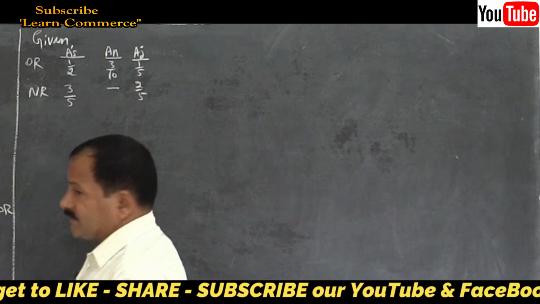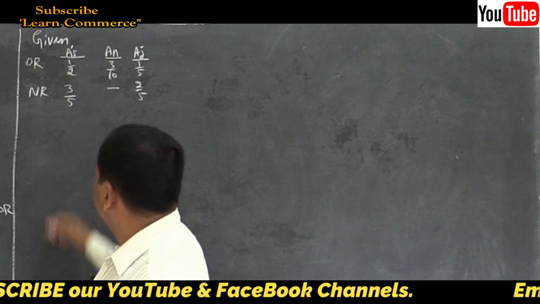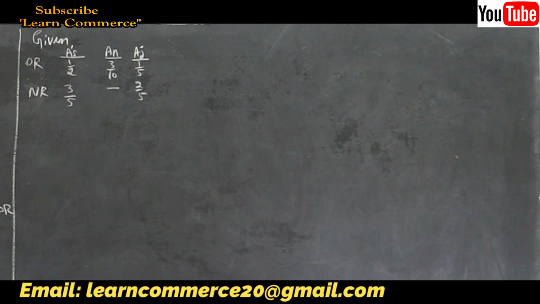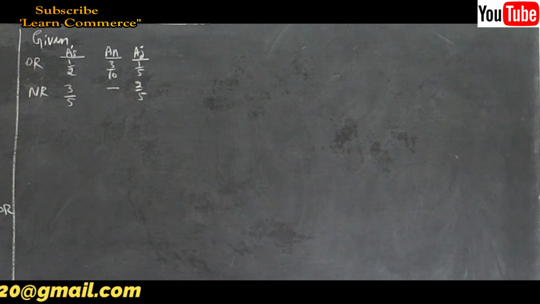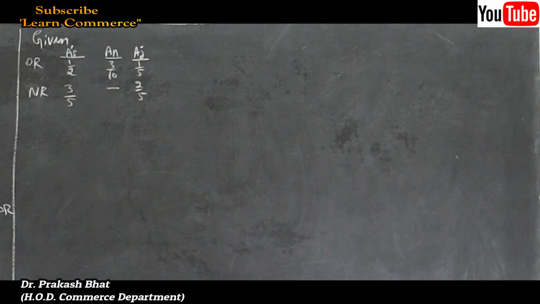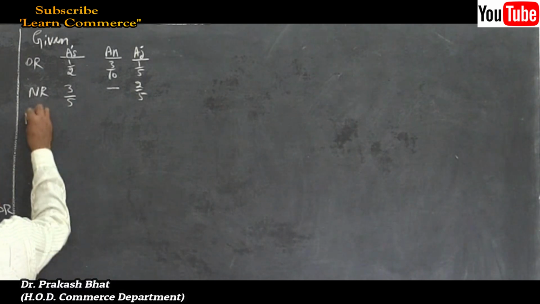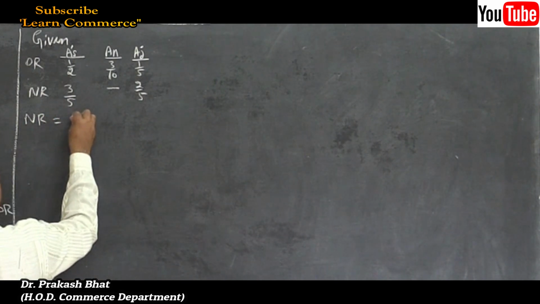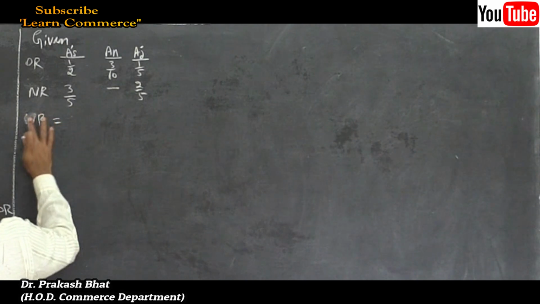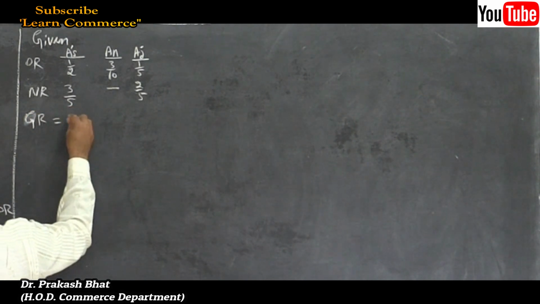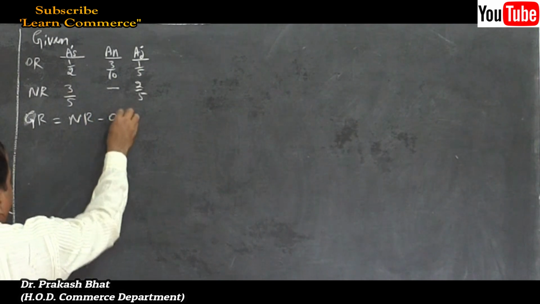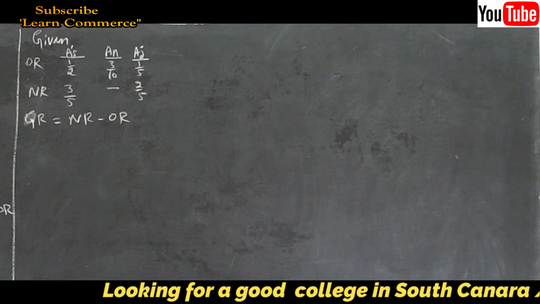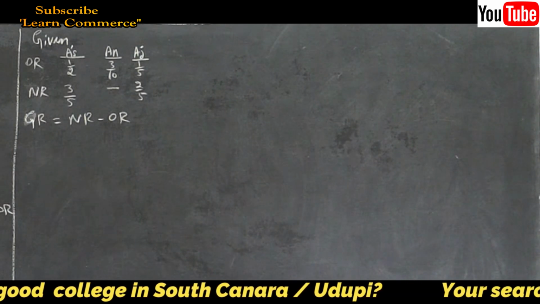Now, let us solve it. Write the formula. New ratio is equal to, I will write in short form, but don't write in short forms. Gain ratio is equal to new ratio minus old ratio. New ratio minus old ratio. Isn't it?